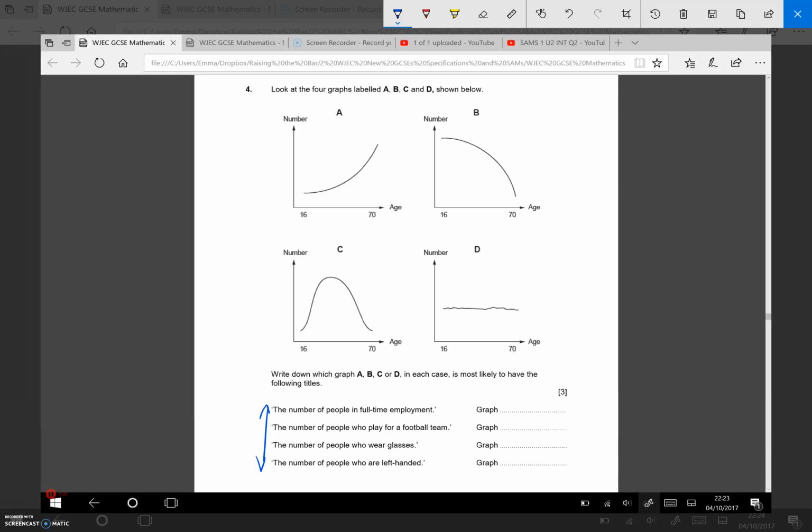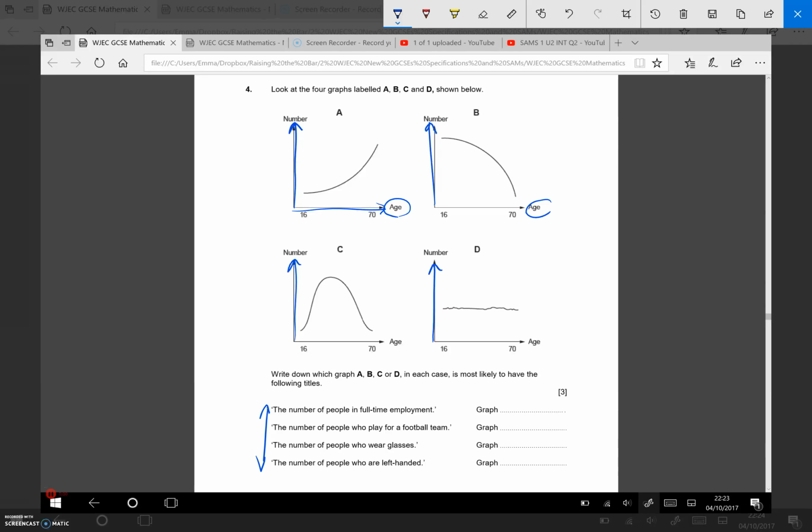So it says the number of people in full-time employment, the number of people who are playing for a football team, the number of people who wear glasses, and the number of people who are left-handed. And for each one, the key is to look at what the axes are telling you. So the y-axis in each of the graphs is telling us the number of people. Okay, so the number of people. And coming along the x-axis for every graph is age, how old those people are.